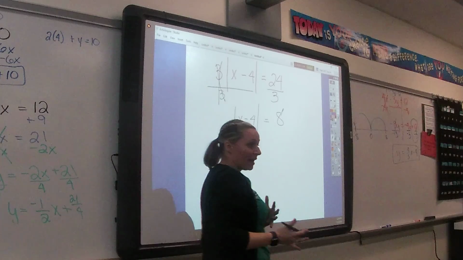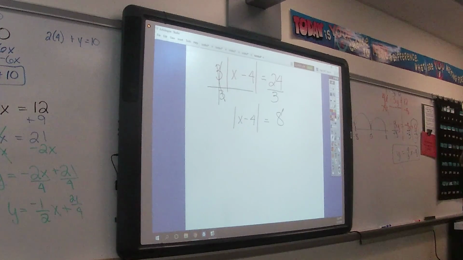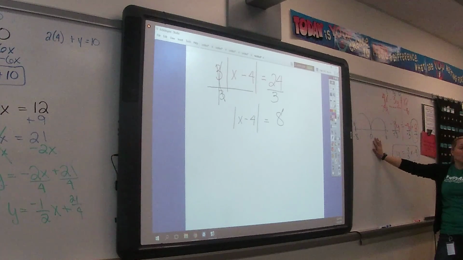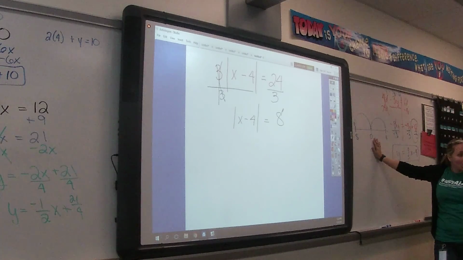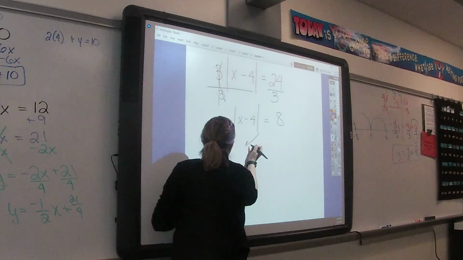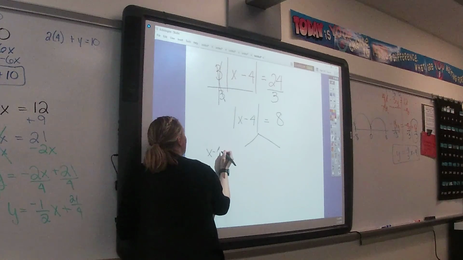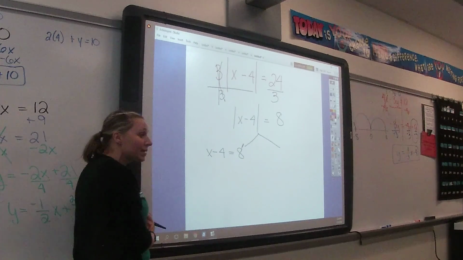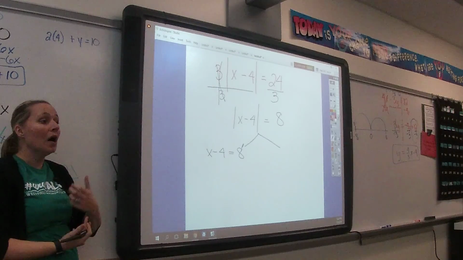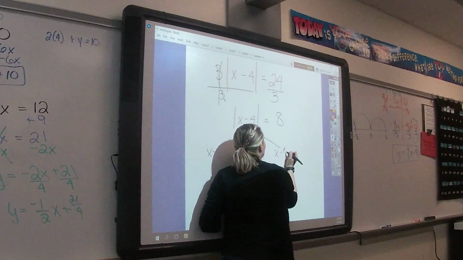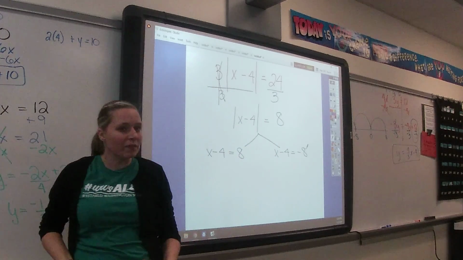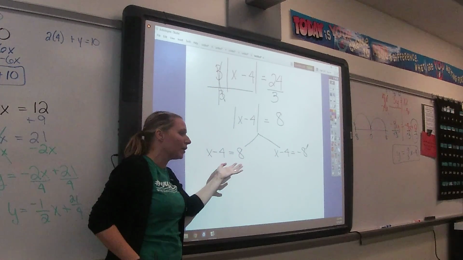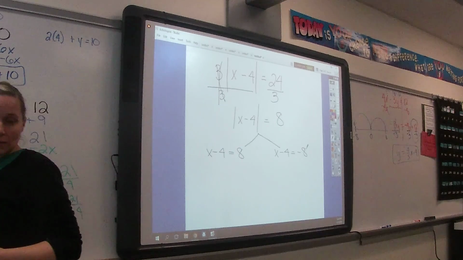Okay, so I purposefully made this equal the same thing because the idea is exactly the same. How many numbers have an absolute value of 8? 2 of them. So we have to consider both of them, which means x minus 4 could equal 8, or x minus 4 could also equal what? Negative 8. Because what is the absolute value of negative 8? 8. And what is the absolute value of positive 8? 8.